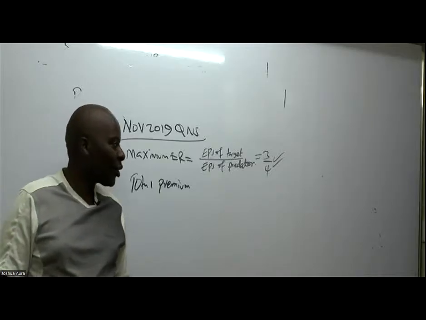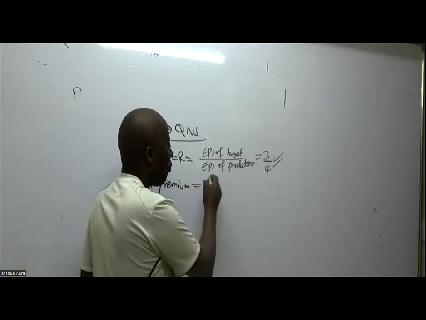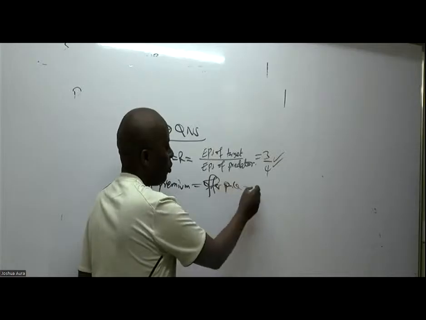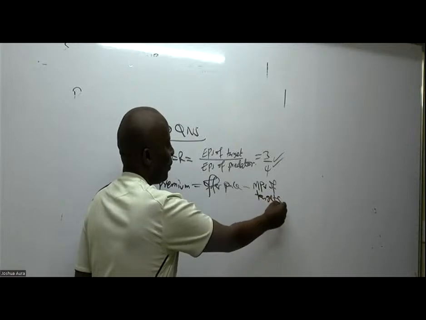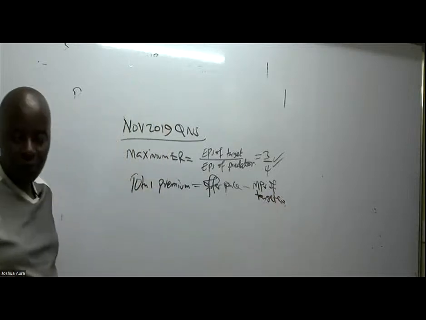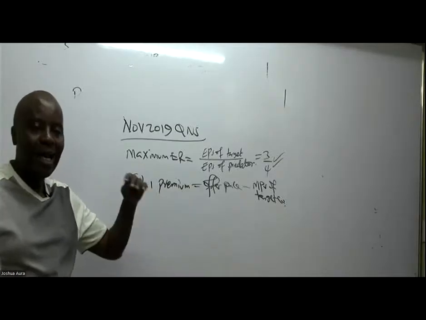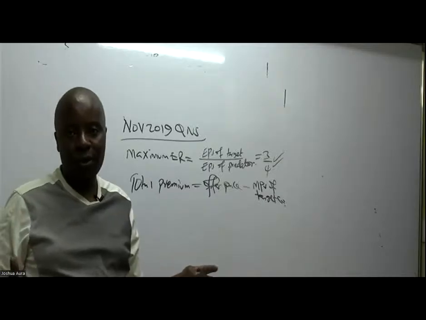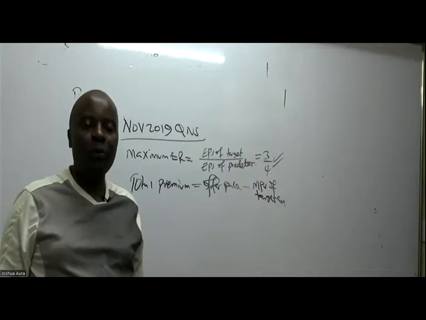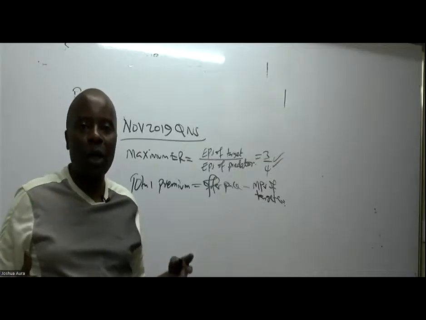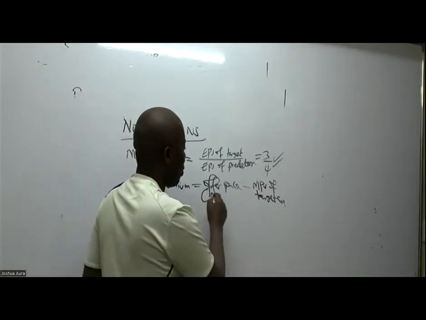Let's see. So remember when they ask for total premium, this is the formula. You will take the offer price, the price offered, minus MPS of the target company. Now, the offer price has not been given in this question. When offer price is not given in a question, I showed you what you're supposed to do. When offer price is not given, you calculate it yourself. You calculate it by looking for what we call the DOP.